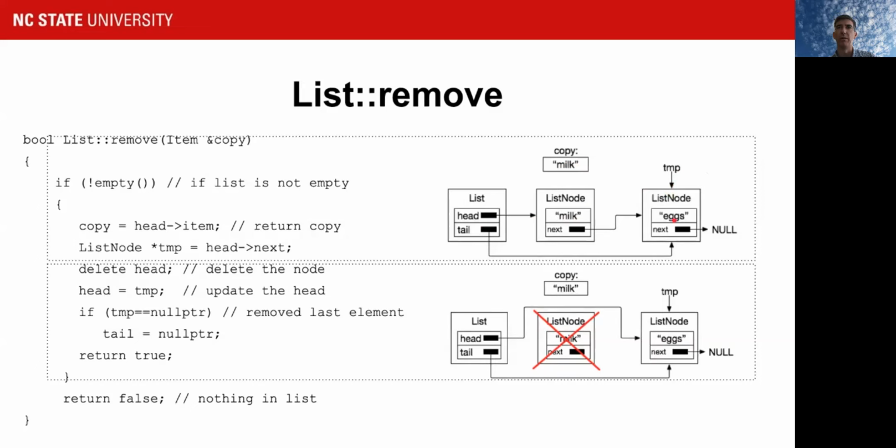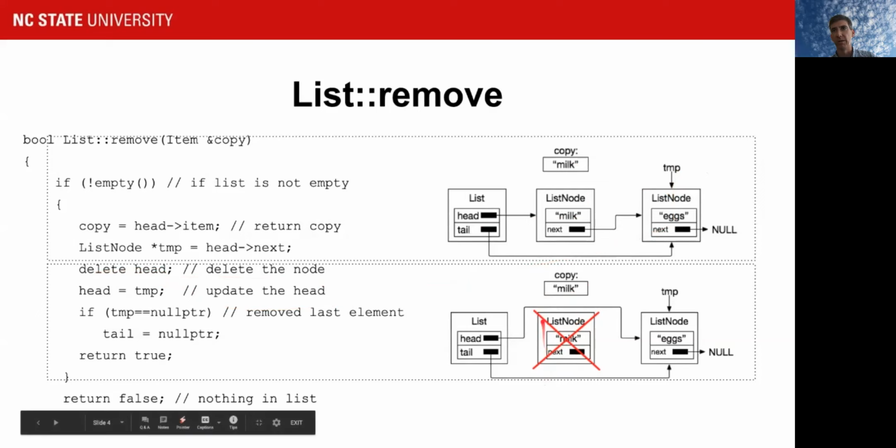Okay, and having done that, now we can delete head because we don't need head anymore. We've made a copy of it, and we have a pointer to what comes after the current head. So we delete head, and that's why I drew this X over milk, because after we call delete, we should never try to access that object again. And then we overwrite head with temp. And so now this head pointer is going to point around milk, going all the way to this node here.